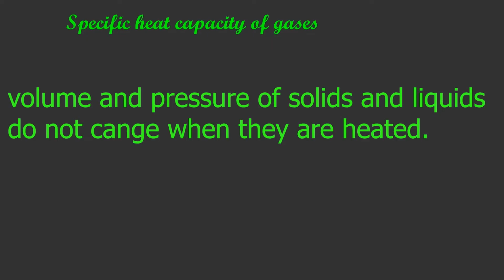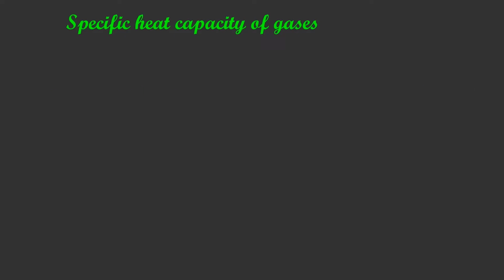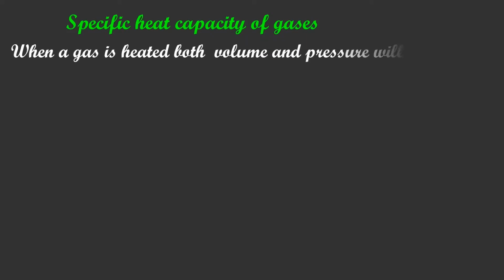Before we start with molar specific heat capacity of gases, we will just see specific heat capacity of gases. As you know, specific heat capacity is the quantity of heat required to raise the temperature of unit mass of gas through 1 K. Solids, liquids and gases behave differently when subject to heat. When solids and liquids are heated, their pressure and volume do not change. So it is easier to calculate specific heat capacity in the case of solids and liquids, but not so in the case of gases. When gases are subject to heat, their volume and pressure change.